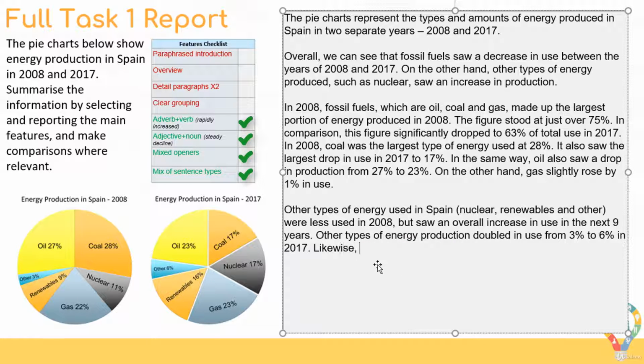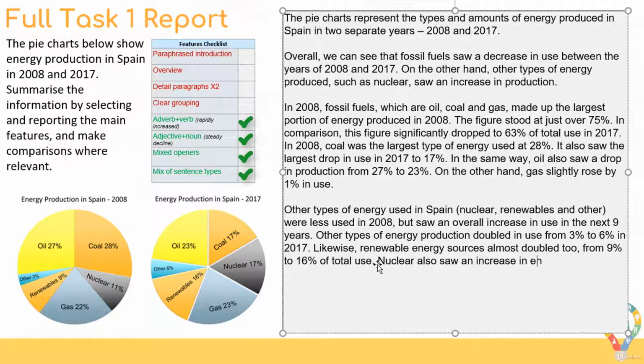Likewise, renewable energy sources almost doubled too, from 9% to 16% of total use. Nuclear also saw an increase in energy production from 11% to 17%. Okay, so they're my two detail paragraphs. Let's have a read back through and make sure everything is there.